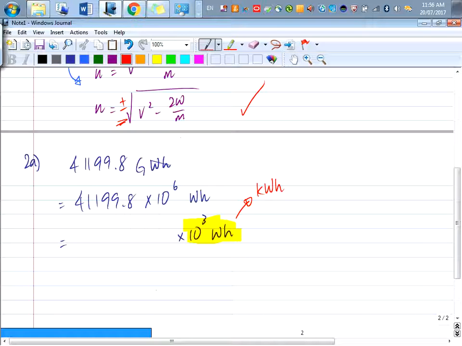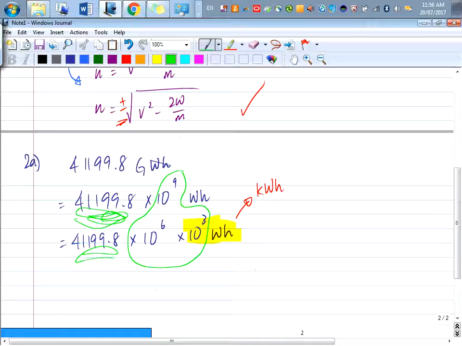How to make everything else the same? So this will give me 41199.8 times 10 to the power of 9, times 10 to the power of 6. Right? Because giga is 10 to the power of 9. Then you look at this part that I'm circling in green. Are they the same thing? 10 power 9 and 10 power 6 times 10 power 3. Same thing, right? And then this number over here, 41199.8, is the same as 41199.8.